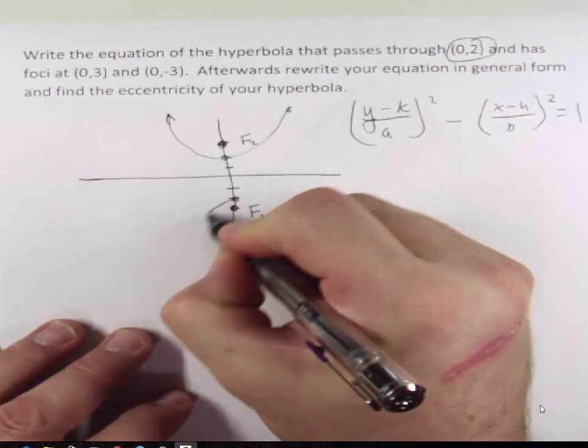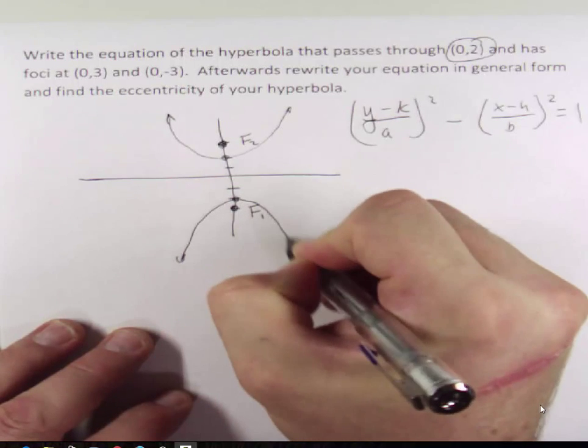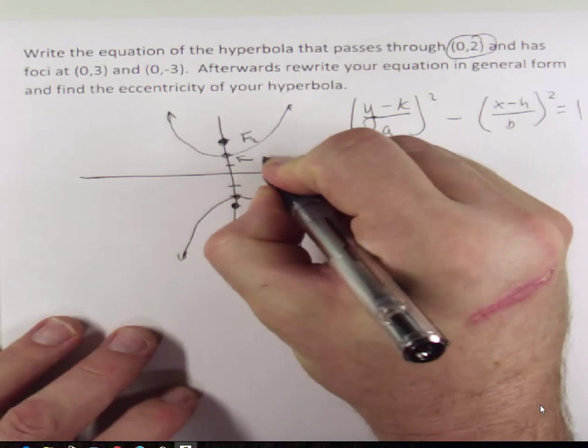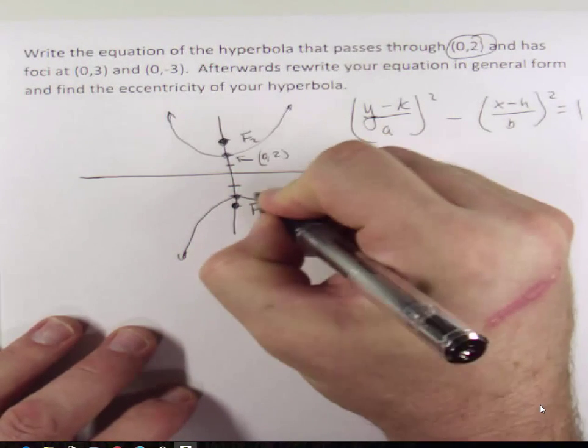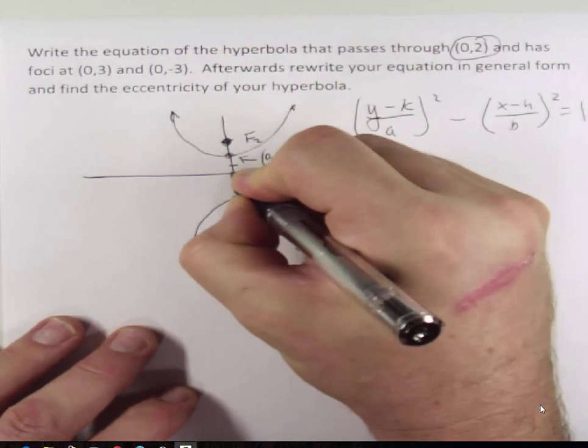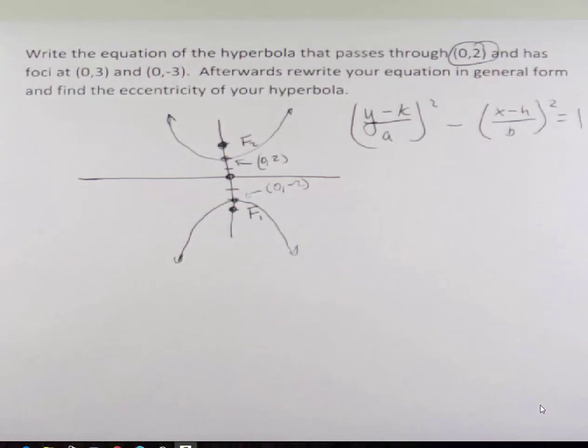Excuse me, I'm saying singular. And there's two of them. So when I reflect it, its image also has to be on it, right? So as soon as I know that, I now know one vertice is right here, (0, 2). That means the other vertice is right here, (0, negative 2). I could have done this differently too. That also means that the center of my graph is at the origin. So putting those things together, h and k are 0.